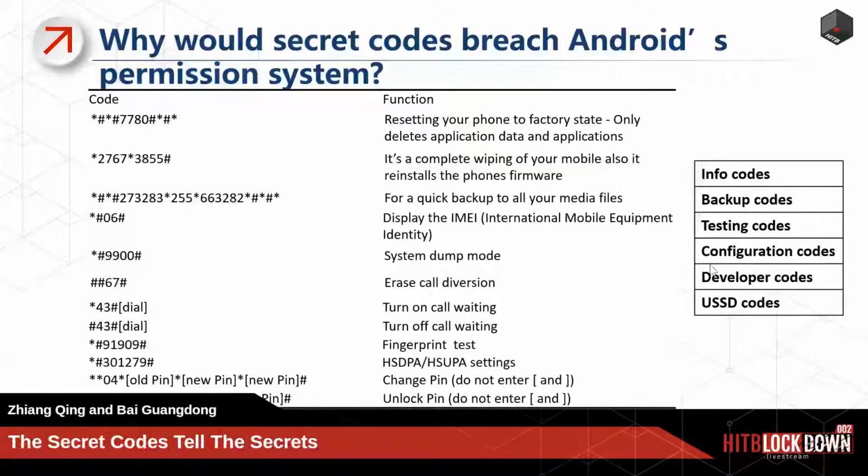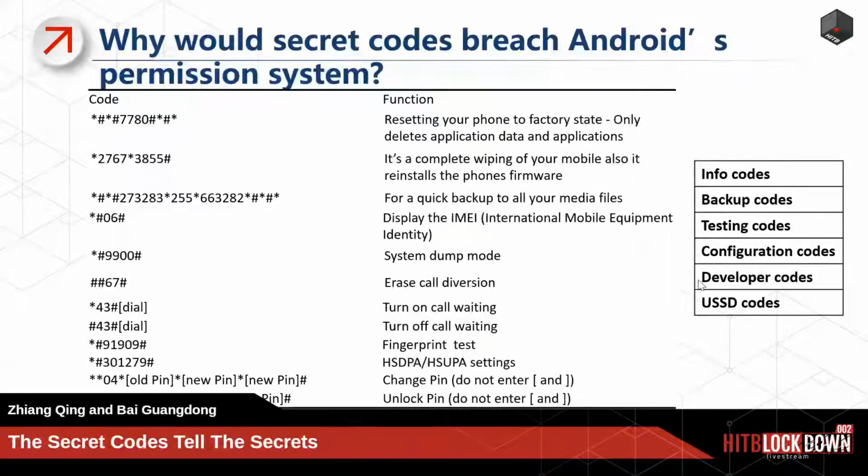Okay. The fourth category, the configuration codes. Basically, it can do some configuration on the phone. For example, it can do a complete wipe of the mobile device, and also it can reinstall the firmware of the mobile device.